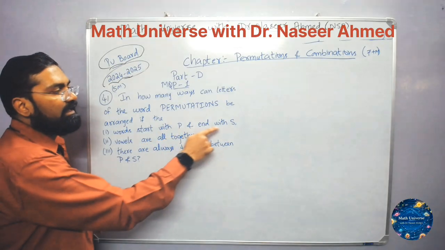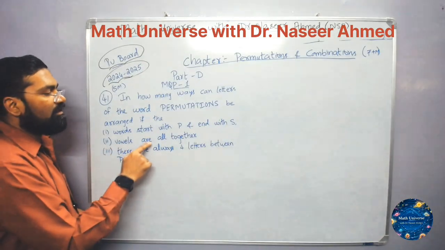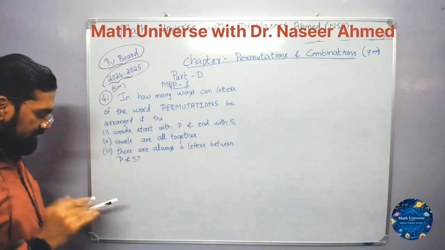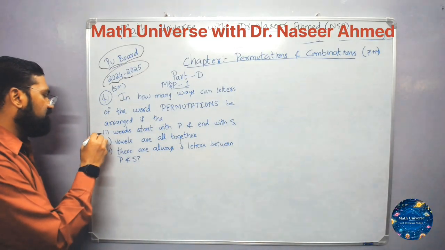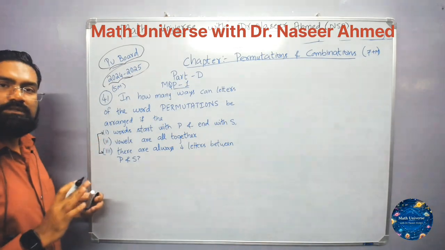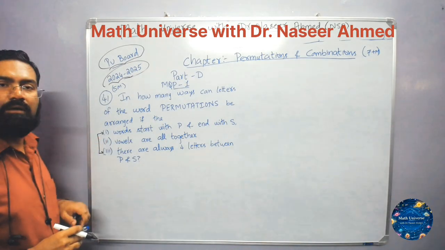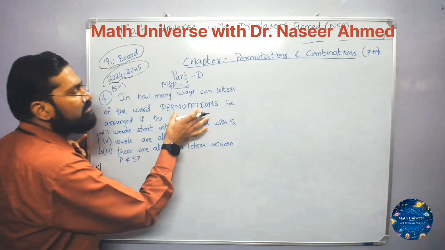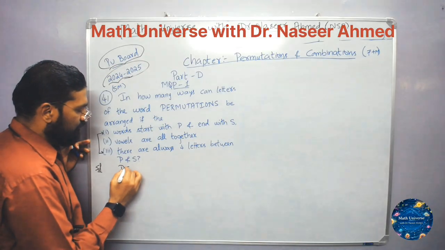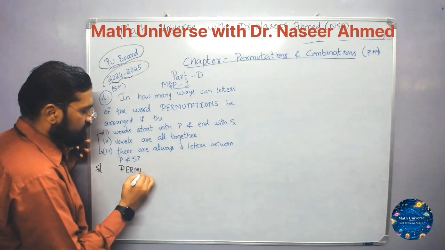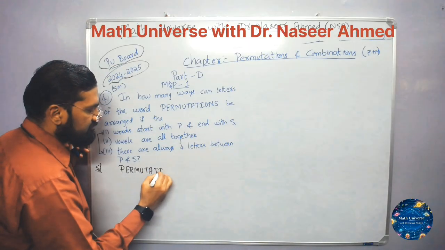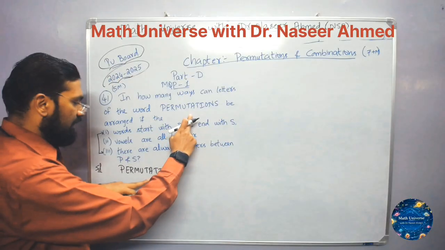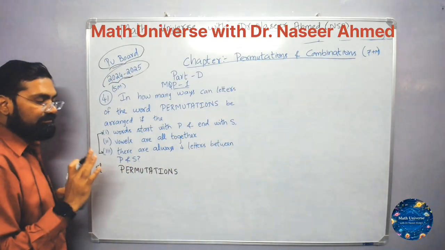Words start with P and end with S. Second sub-problem, vowels are all together. Third sub-problem, there are always 4 letters between P and S. What I will try to do now is first solve the first and third sub-problems because both are the same type. Then we will take the second sub-problem. So coming to the solution, they want us to arrange the word PERMUTATIONS. See carefully. First, after writing, check with the question whether you have written the word correctly.